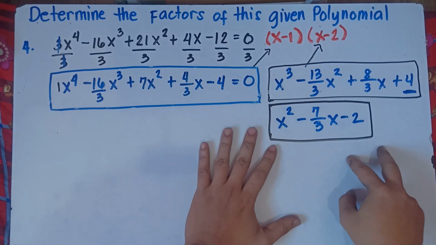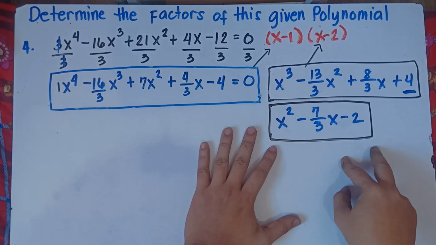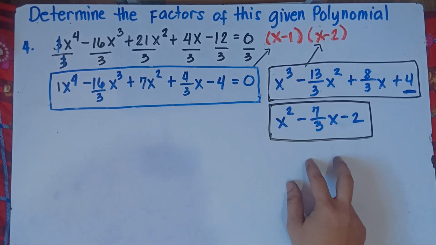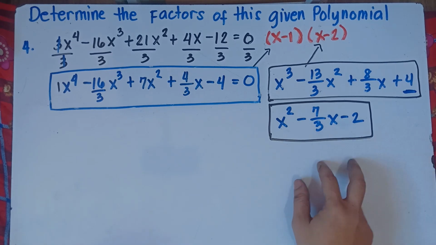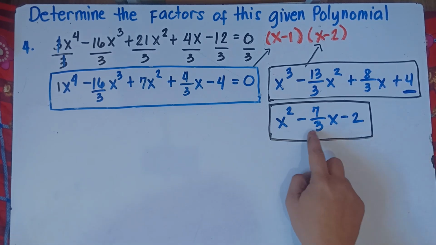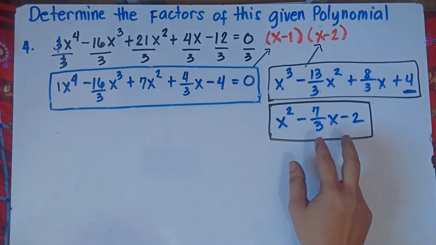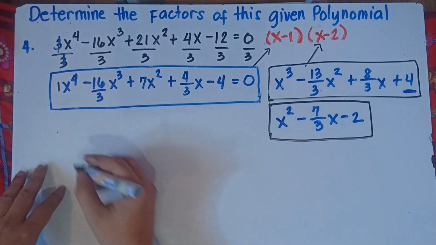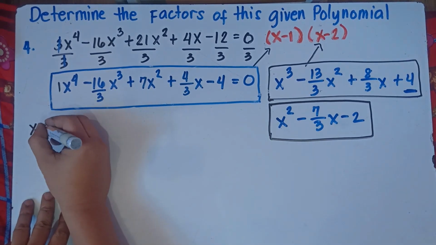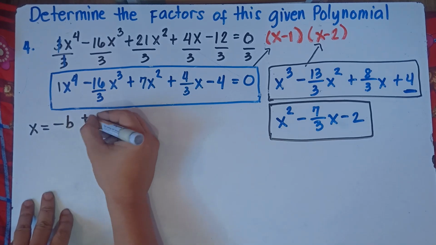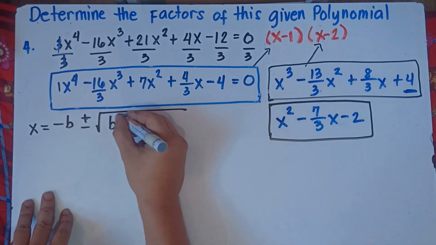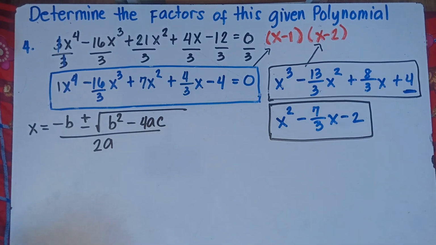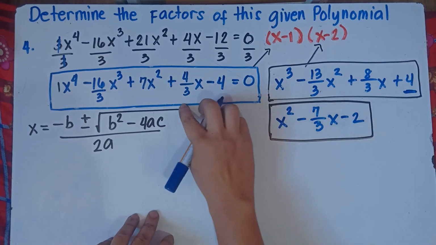So lastly, class, to find the factors or the roots of this given equation, we will be using the quadratic formula. Once again, class, if this is your quadratic equation, this will be quite complicated since we have a fraction for the value of b. So if we have fractions for the value of b, use the quadratic formula, class. In the quadratic formula, it says x equals negative b plus or minus the square root of b squared minus 4ac, all over 2a.